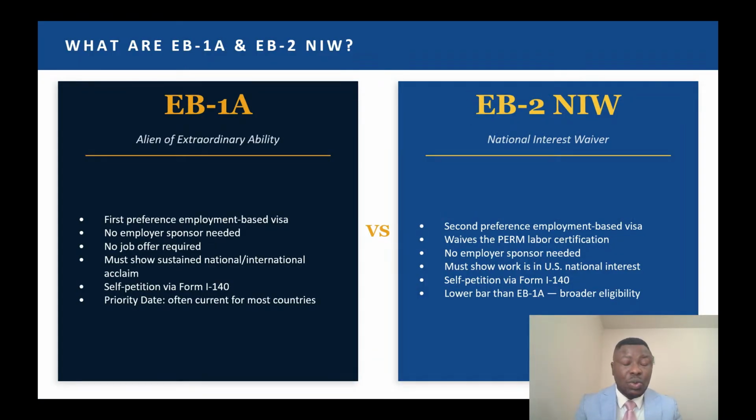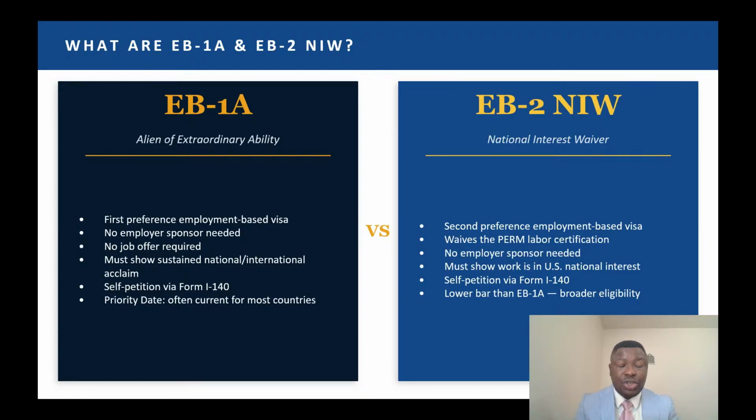So what are EB1 and EB2 NIW? EB1 is for aliens of extraordinary ability. It is a first preference employment-based visa, and it doesn't require any employer sponsor for you to apply. You don't need to have a job offer in the United States to apply, but you must show sustained national or international acclaim when applying.